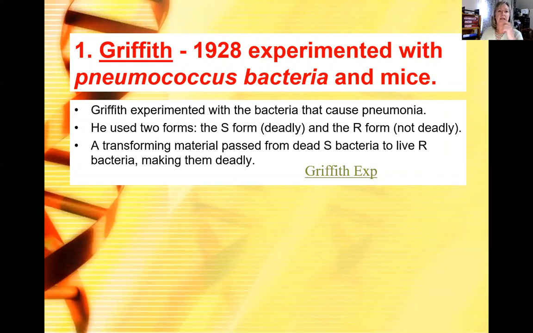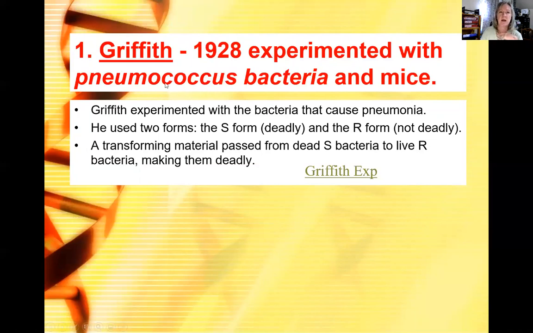One of the early scientists looked at DNA and what was going on. Bacteria are really a simple organism to look at. They don't have very many DNA base pairs, and so it's less complex to look at bacterial DNA. And so in 1928, Griffith experimented with pneumococcus bacteria. The word coccus means round.